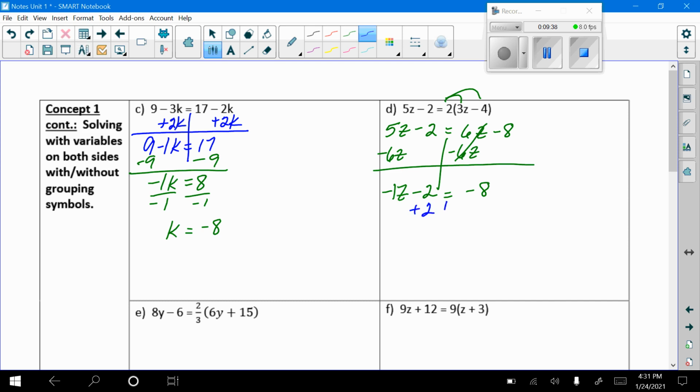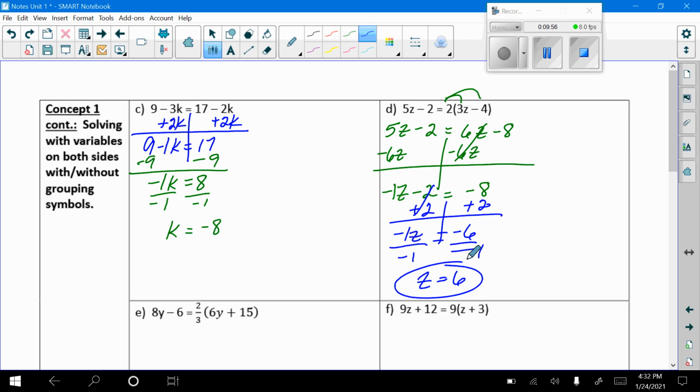Add 2, add 2. Negative 1z is equal to negative 6. And divide by negative 1. Oops. So z is equal to negative, and negative is a positive, and I get 6.